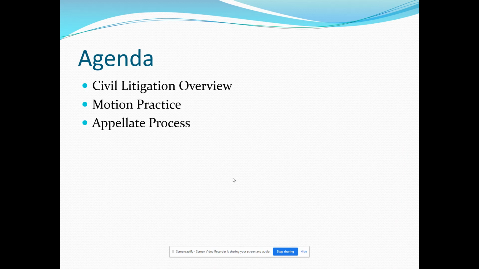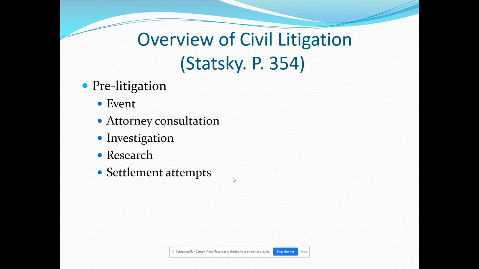Today we're going to be doing an overview of civil litigation. We're going to be talking about motion practice and the appellate process. So I hope you had an opportunity to read this overview of civil litigation in Statsky, pages 354 to 367. It kind of tells the story of how a civil suit goes from start to finish, in the way of a story. So I think it's super helpful, and hopefully it is a little bit of a review from things that you've learned in maybe litigation or other courses.